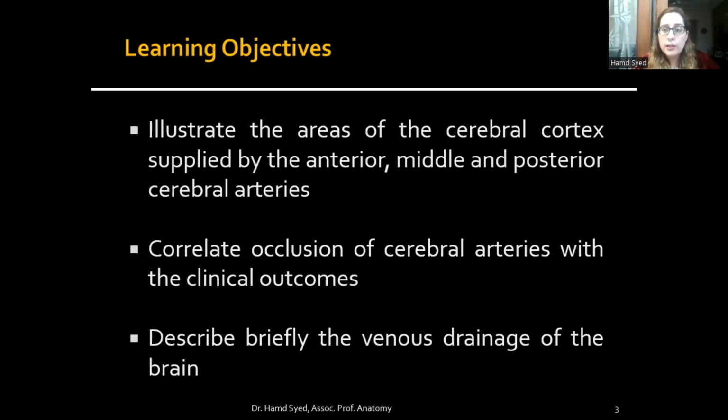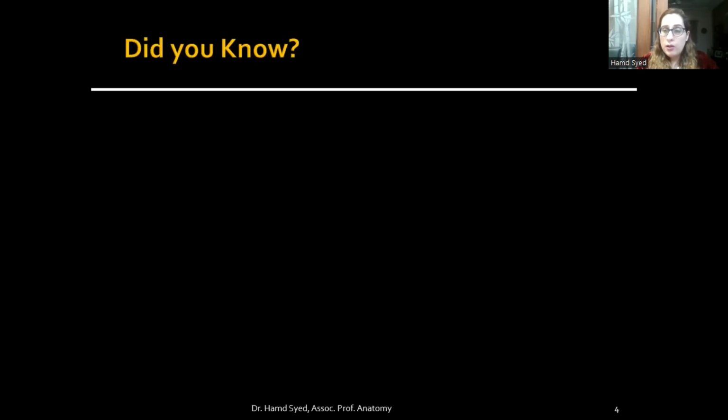And we will correlate that with the clinical outcome in case of occlusion of cerebral arteries. And just a brief discussion at the end will be on the venous drainage of the brain. So this is what we shall be talking about today. This is a topic which is very important when it comes to the conceptualization of the blood supply of the brain tissue, and also from an examination point of view, for attempting MCQs, you should be familiar with the blood supply of the different parts of the brain.